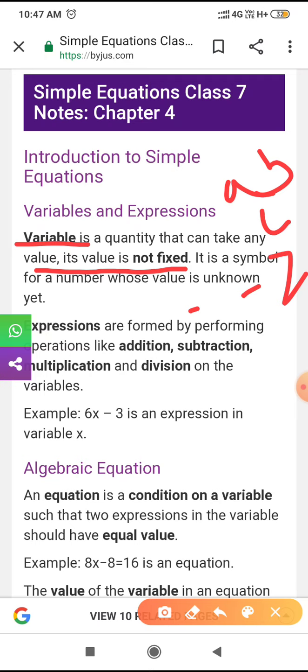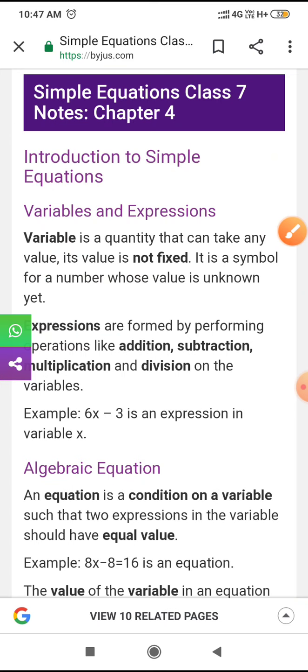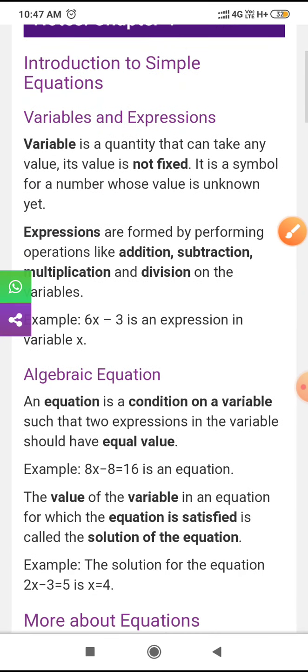Next term with us is constants. Constants are the quantity whose value is fixed, like 1, 2, 3, 4. These are constants. Next term with us is expression, algebraic expression.